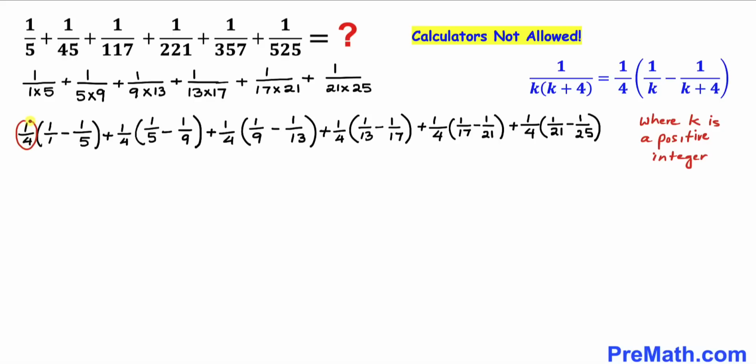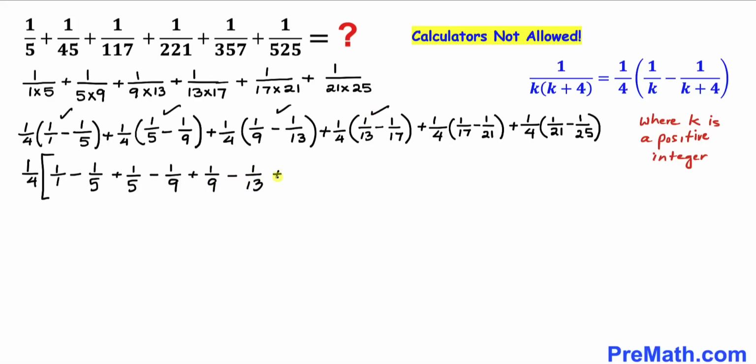And now we can see we have 1 divided by 4 in common across the board. So therefore, let me factor out 1 divided by 4 outside. So therefore, I can write this part inside parentheses, 1 divided by 1 minus 1 fifth. Likewise, this one plus 1 fifth minus 1 divided by 9. This next one plus 1 divided by 9 minus 1 divided by 13. This one as well plus 1 divided by 13 minus 1 divided by 17. This next one plus 1 divided by 17 minus 1 divided by 21, plus this finally could be written as 1 divided by 21 minus 1 divided by 25.